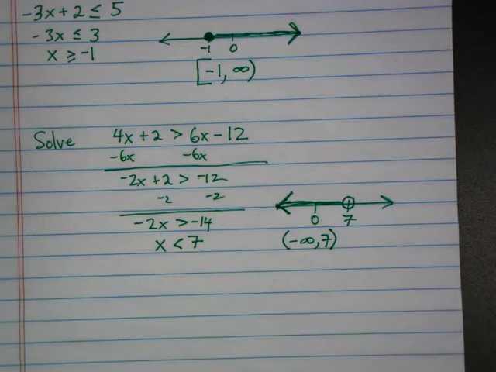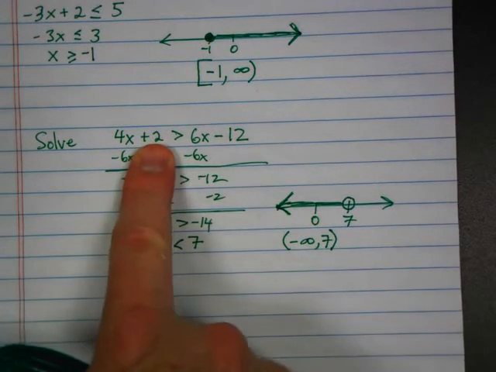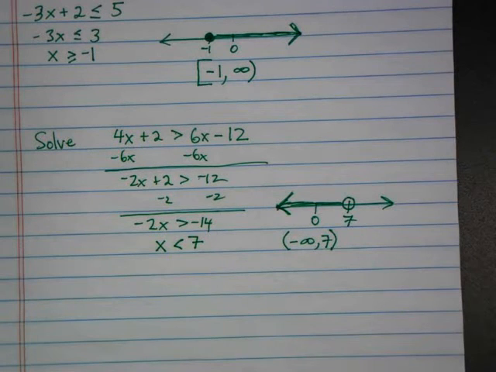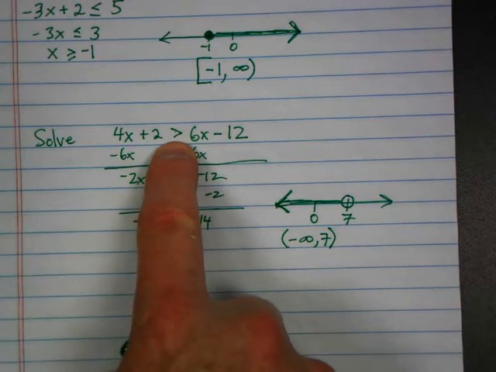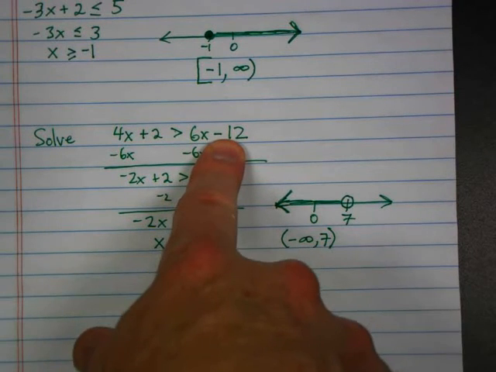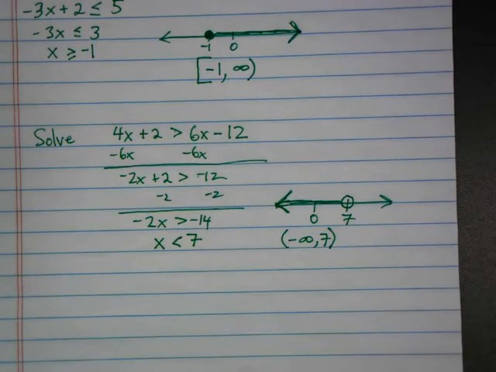Are you going to ask us to check this? Probably not, but you could check pretty easily. How could you check pretty easily? Pick any number you like that's less than 7 and plug it in and see if it works. What's a number that you like that's less than 7? 0. If I plug 0 in, I get 2 is greater than negative 12. Is 2 greater than negative 12? So I'm pretty sure I'm going the right way. Definitely wanted 0 to be one of my answers.